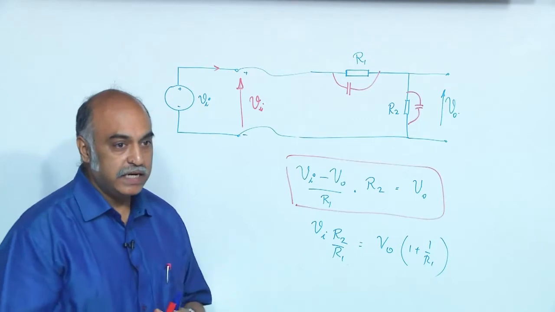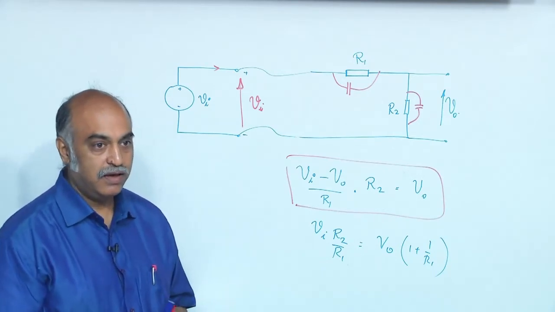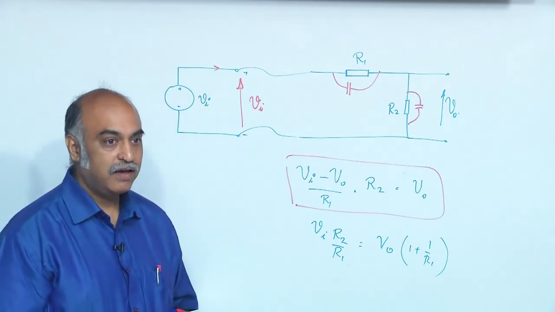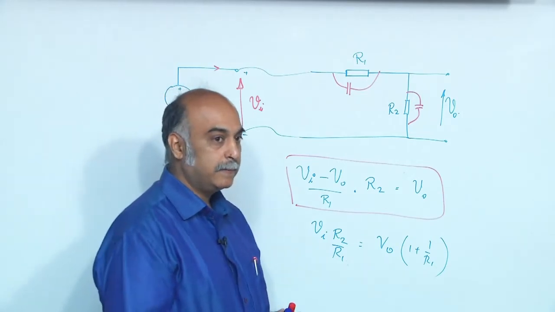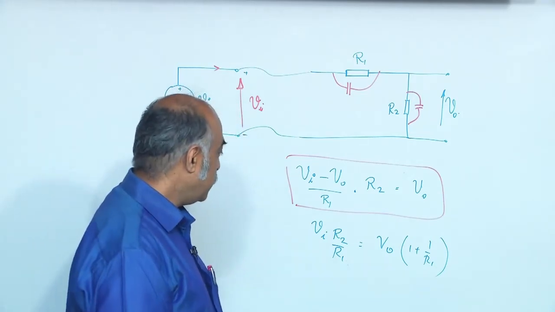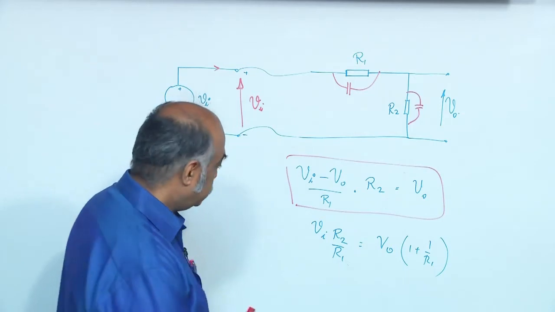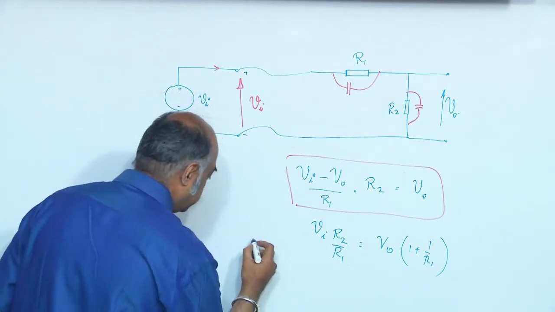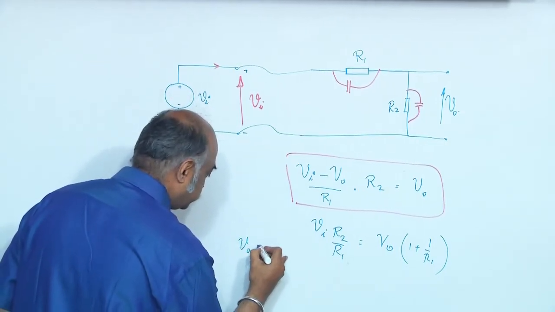Now, these causality issues. Sir, could you please explain why we are not taking the second one? Why are we taking the first one to be that equation? Why you are not taking, okay, see, in this case, what is V naught?